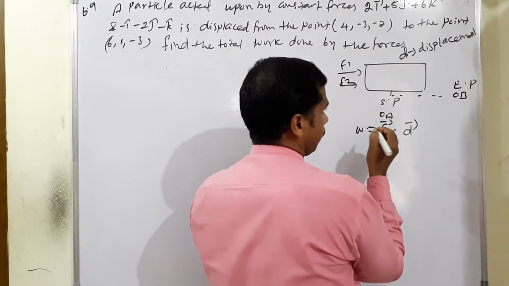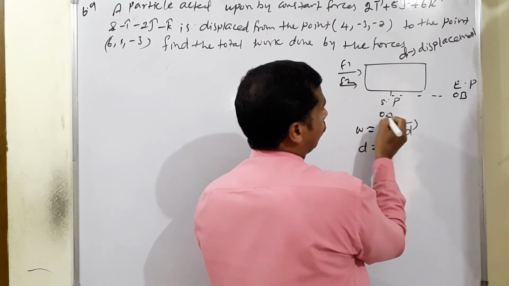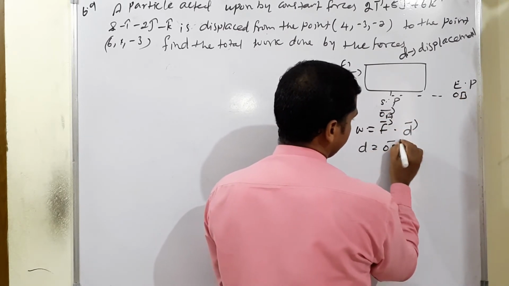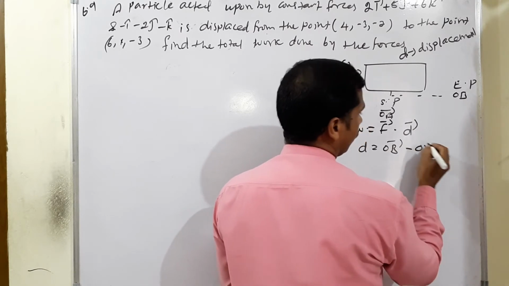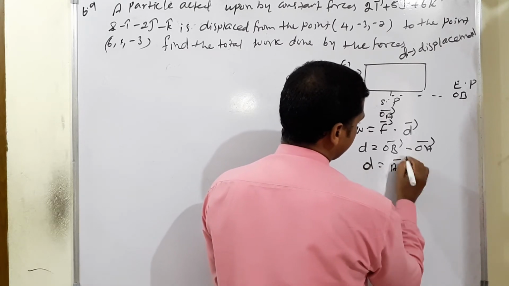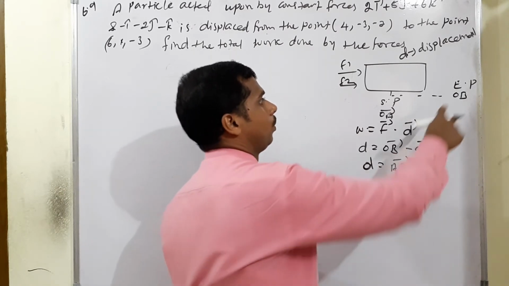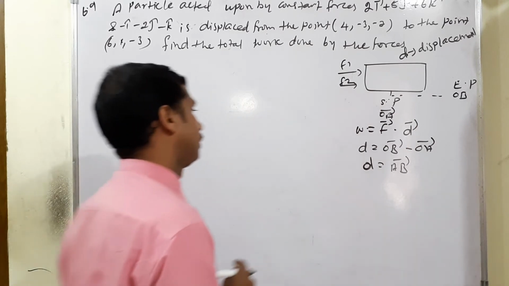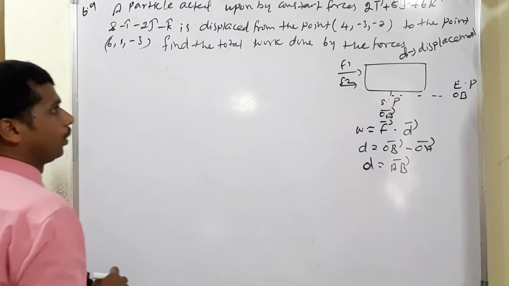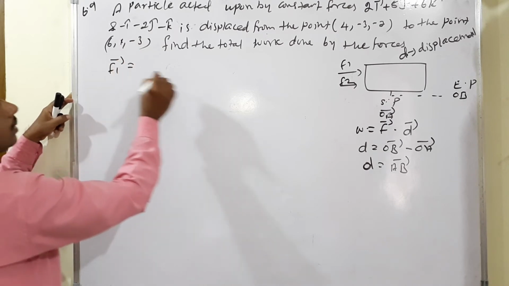Now, how to find D? Definitely from the starting point to the end point. So this is OA, isn't it? So OA to OB means D is equal to OB vector minus OA vector, isn't it? Therefore we can write D as AB. AB is the position vector OB minus OA vector. So OB means end point minus starting point. So F means force, D means displacement, D is OB vector minus OA vector. Now look at there, the first force F1 vector is equal to what is the force?